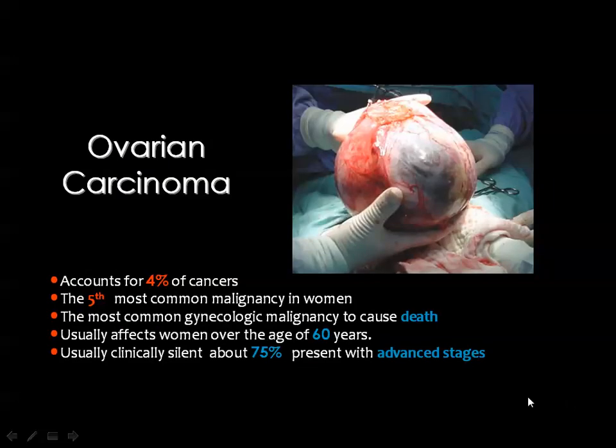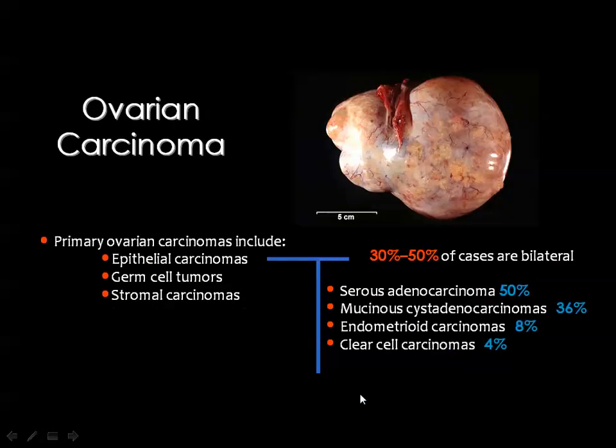The basics for diagnosis of ovarian, endometrial, as well as cervical cancer include: first, ovarian carcinoma accounts for about 4% of cancers, and it is considered the fifth most common malignancy in women, and also the commonest gynecologic malignancy leading to death. This is the average age of diagnosis, and about 75% of patients are seen in advanced stages. And there are many different types of ovarian carcinoma.